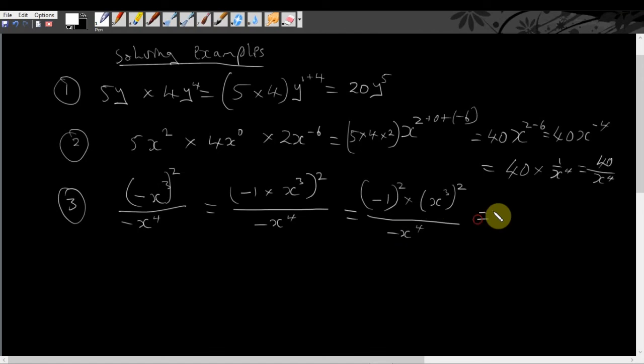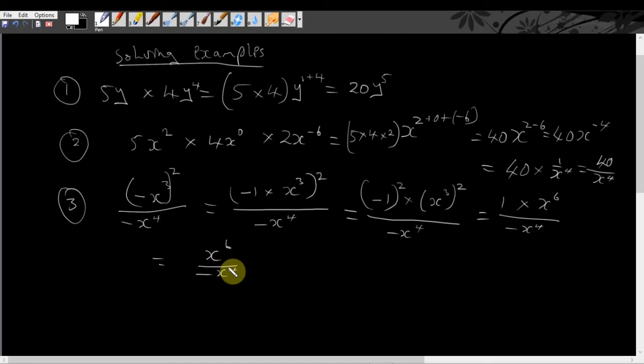Okay, what is this giving us? This minus 1 squared is just 1, because minus times minus is plus, multiplied by x, 3 times 2 becomes what? 6. Okay, all over this minus x to the power 4. This becomes x to the power 6 over minus x to the power 4.